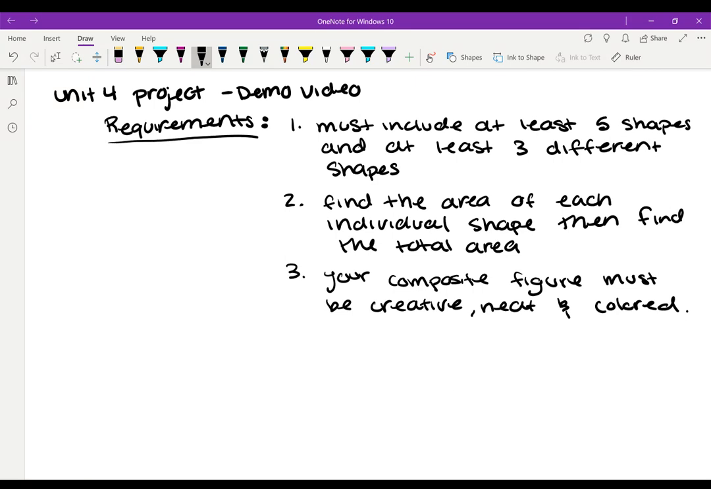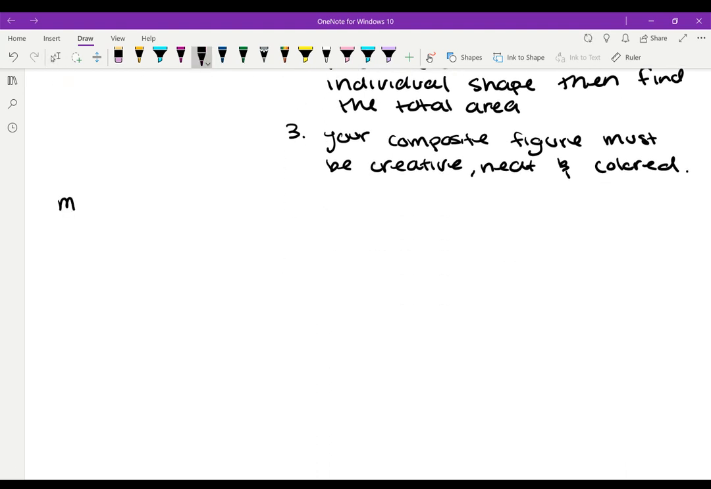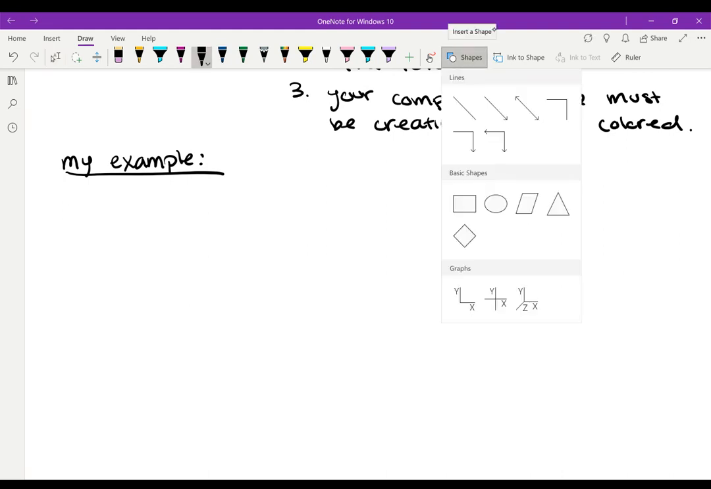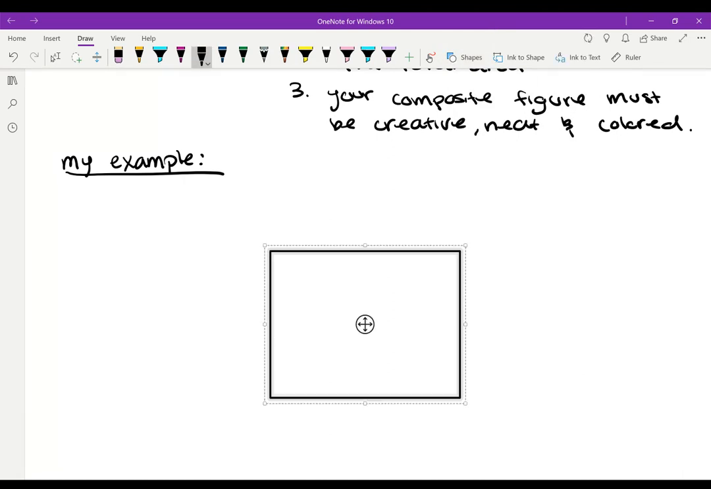So let me go ahead and do an example. My example is going to include at least 5 shapes and 3 different shapes. So here is my example, meaning you cannot copy this, you have to do your own example. So in my tool, I actually have shapes that I can insert. So I'm going to use these shapes so they're nice and even.